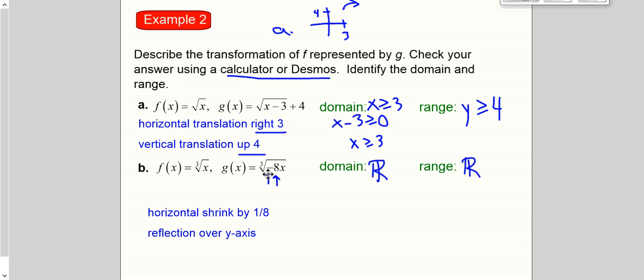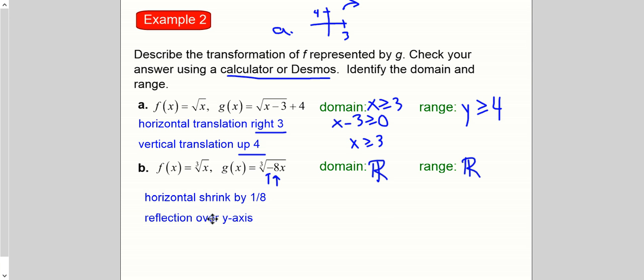They're both inside, so that's a horizontal shrink by the reciprocal of 8, that's 1/8. And it's also inside, so that's a horizontal flip, left and right. That's a reflection over the y-axis. And domain and range are all real numbers. And that's example 2. You can also look at your graph on Desmos, and that can help you decide as well. When you use Desmos to figure out what the transformations are, I highly recommend that you graph the parent function and the new function so you can compare the differences.